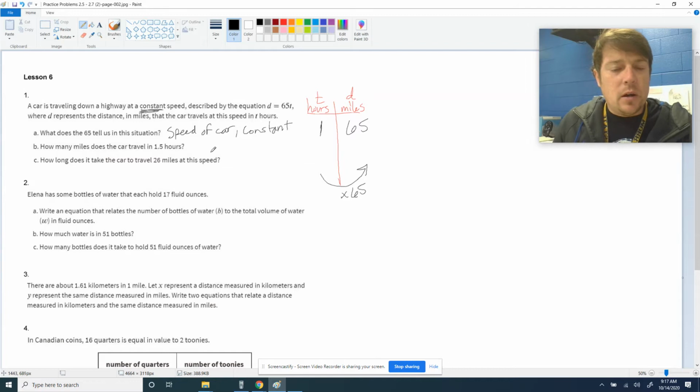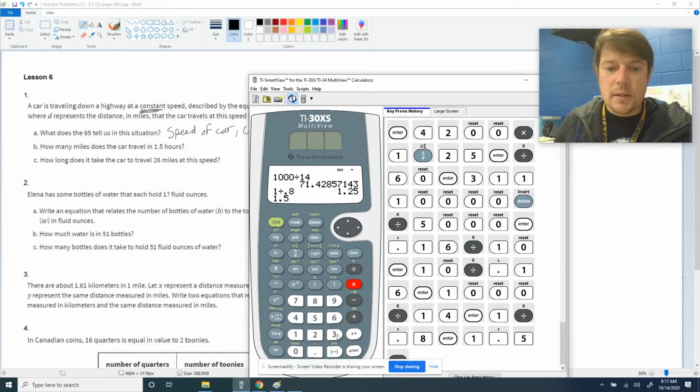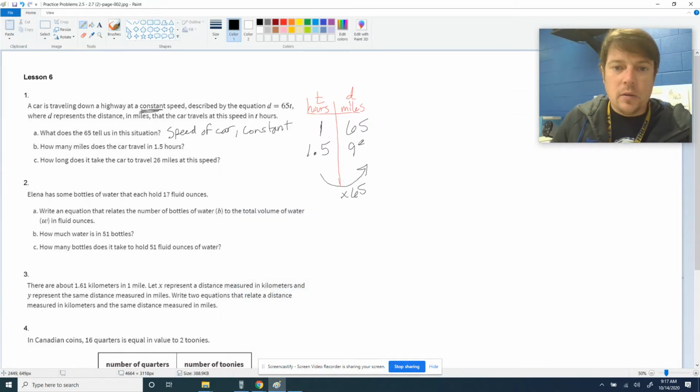How many miles does the car travel in 1.5 hours? So if we put a 1.5 here, we would simply need to multiply that by 65 to find out what that amount is. So we can do that. 1.5 times 65, and that will give us, in an hour and a half, we expect it to go 97.5 miles. 97.5 miles.